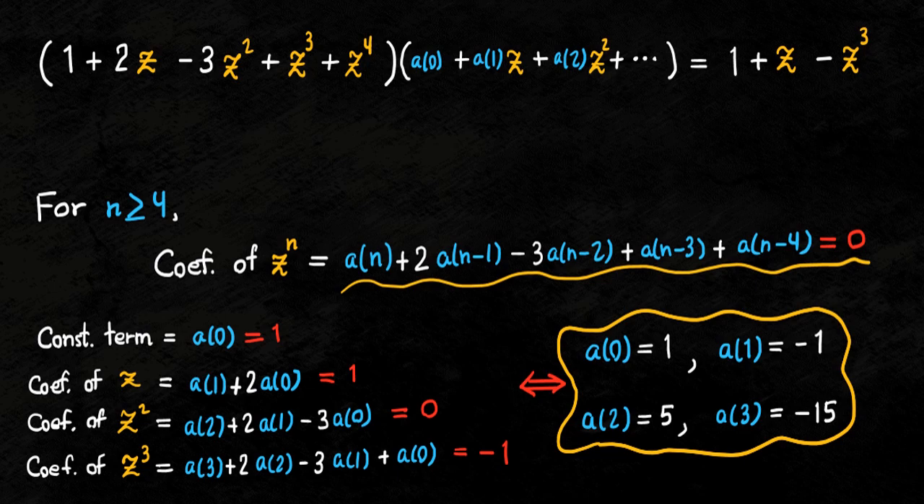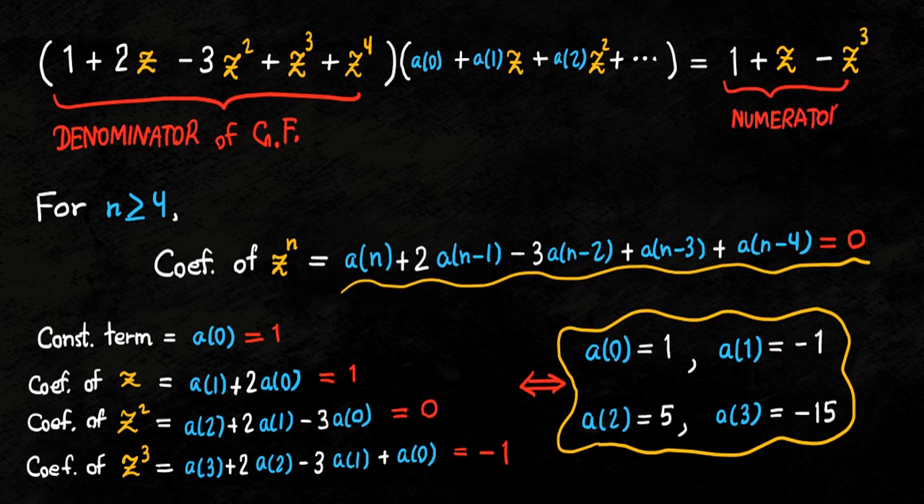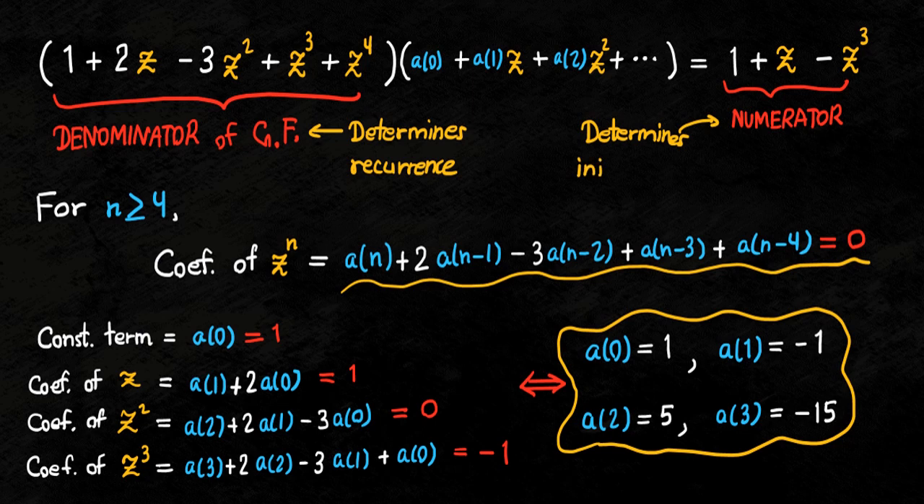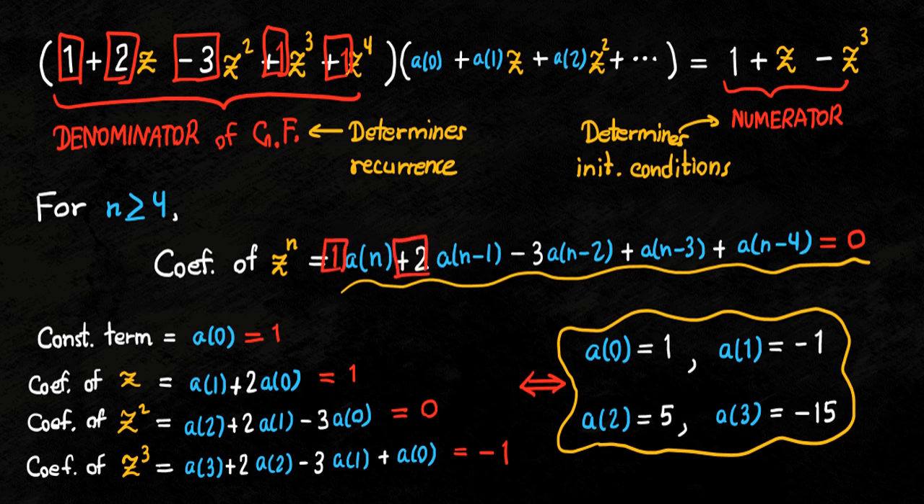Looking more closely, we can see that the denominator completely determines the linear recurrence of the sequence, and the numerator completely determines its initial conditions. The relation between the denominator and the recurrence itself is also very easy to remember. Look, to get the recurrence, we just need to read off the coefficients of the denominator from left to right and stick them up as the coefficients of our recurrence.